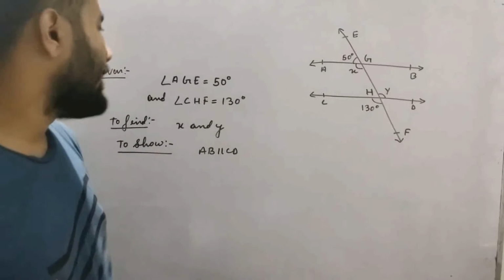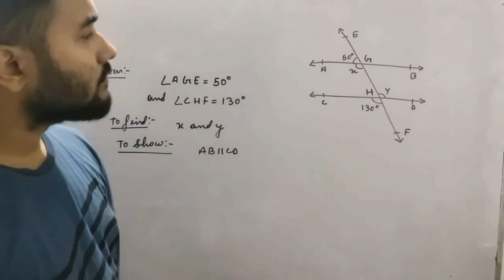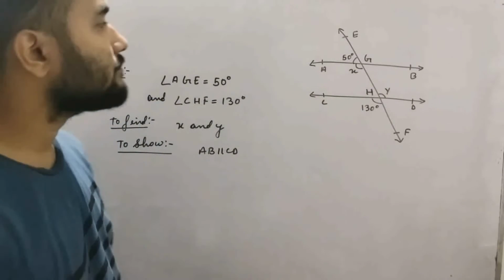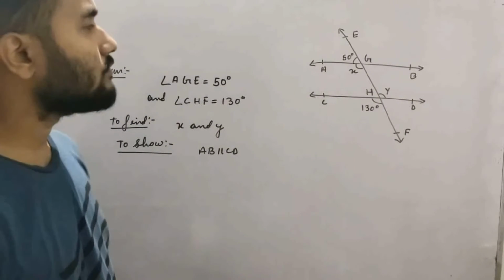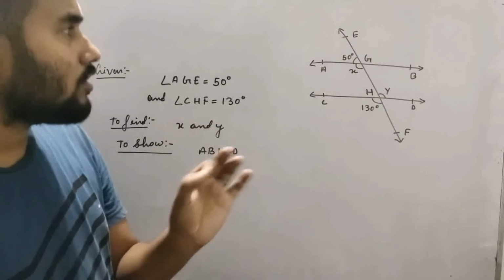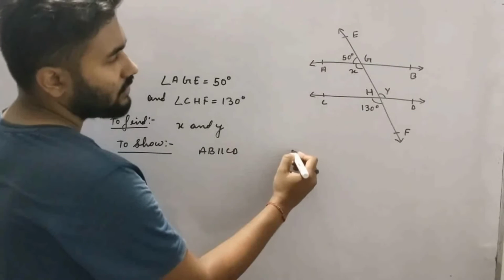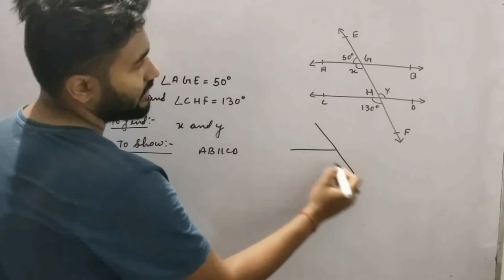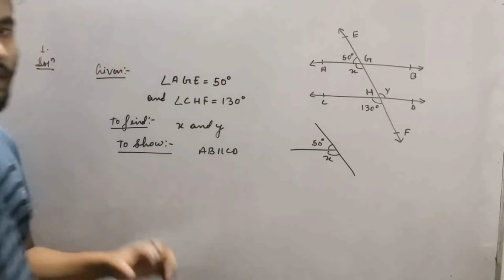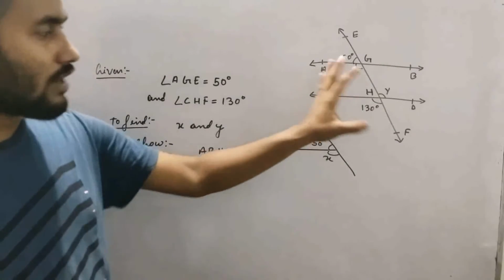So how will we find X and Y? At first we will find X. Any idea? X is over here. I think some of you have got the idea, and whoever has not, simplify the diagram like that. This is the line, this is 50 degrees, this is X. This is totally about your IQ, like a puzzle only. The maths is easy, you just have to understand the diagram.